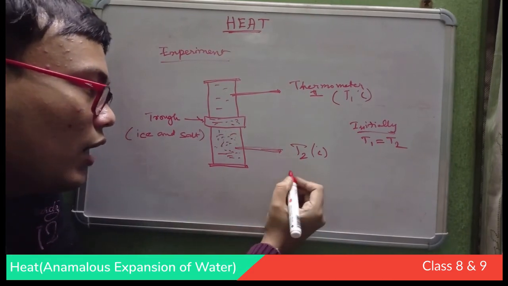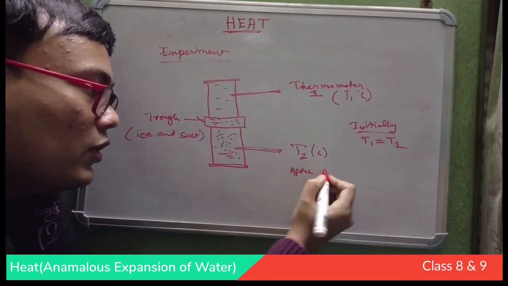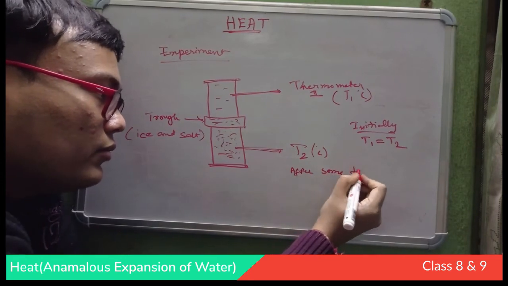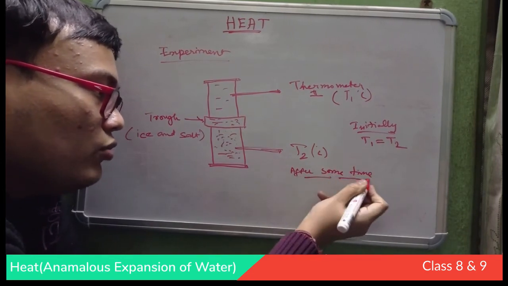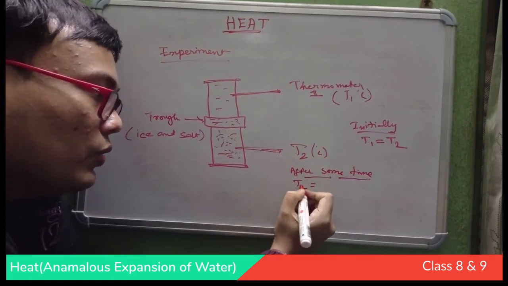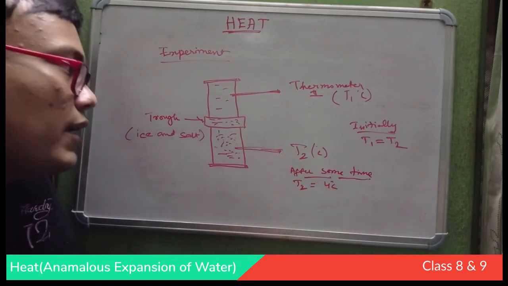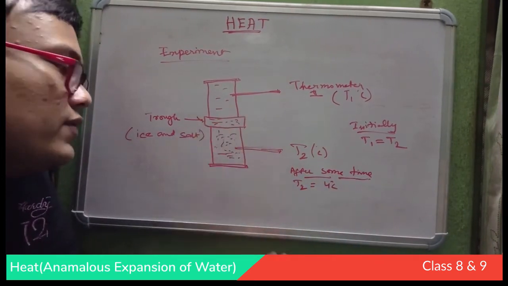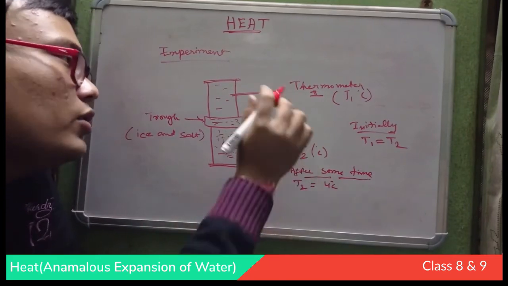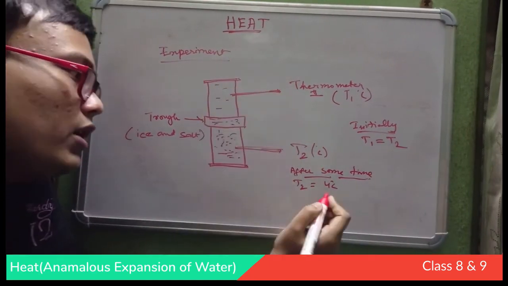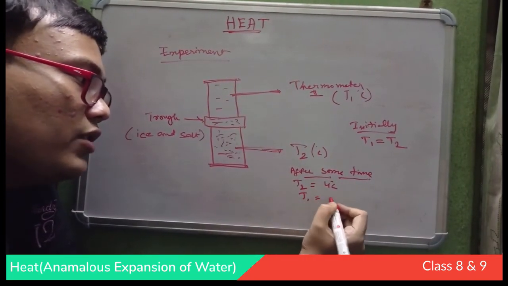So after some time this T2 temperature becomes 4 degrees Celsius as the ice reduces the temperature, but at the same time the T1 temperature remains the same.